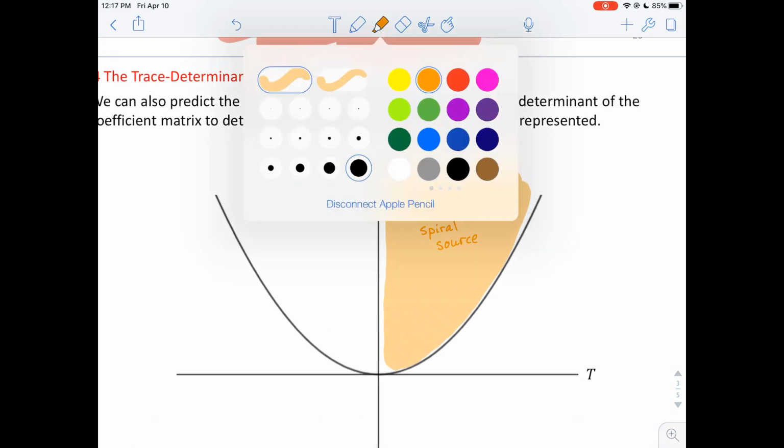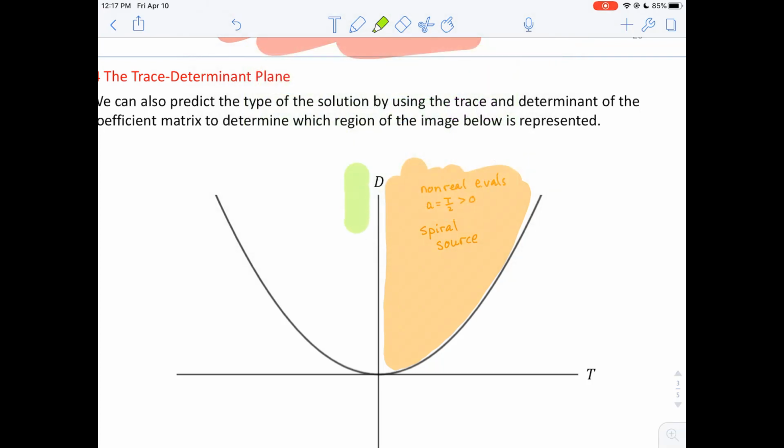So in this picture here, let's use a new color. Okay, got it. This one. So over here is when T is negative, when the trace is negative. And the discriminant is also negative. So over here, we still have our non-real eigenvalues. And this time the A, which is the trace divided by 2, will be negative because in this region T is negative. So therefore A will be negative. And here we have spiral sinks.